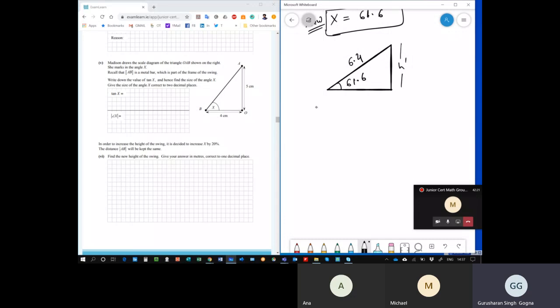Again, I know the hypotenuse. I want the opposite side. So I should use sine 61.6, which is opposite over 6.4. So that's why I told you, when they give you the angle or they ask for the angle, you need to use trig ratios, and which one to pick depends on what you know and what you want. What you know, hypotenuse. What you want, opposite side. So that's why we have to use sine. So h prime equals 6.4 times sine of 61.6, and then you just use the calculator.